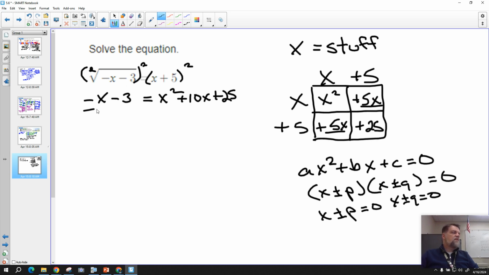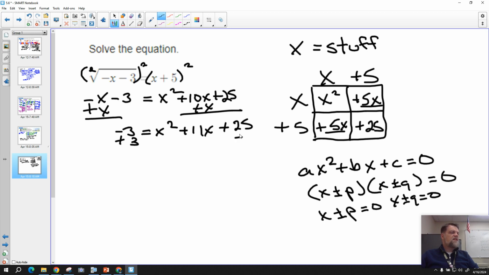So what I'm going to do is add x to this side and add x to this side. These will cancel and I got negative 3 equals x squared plus 11x plus 25. Then I'm going to add 3 to both sides because I want to set it equal to 0. And I get 0 is equal to x squared plus 11x plus 28.